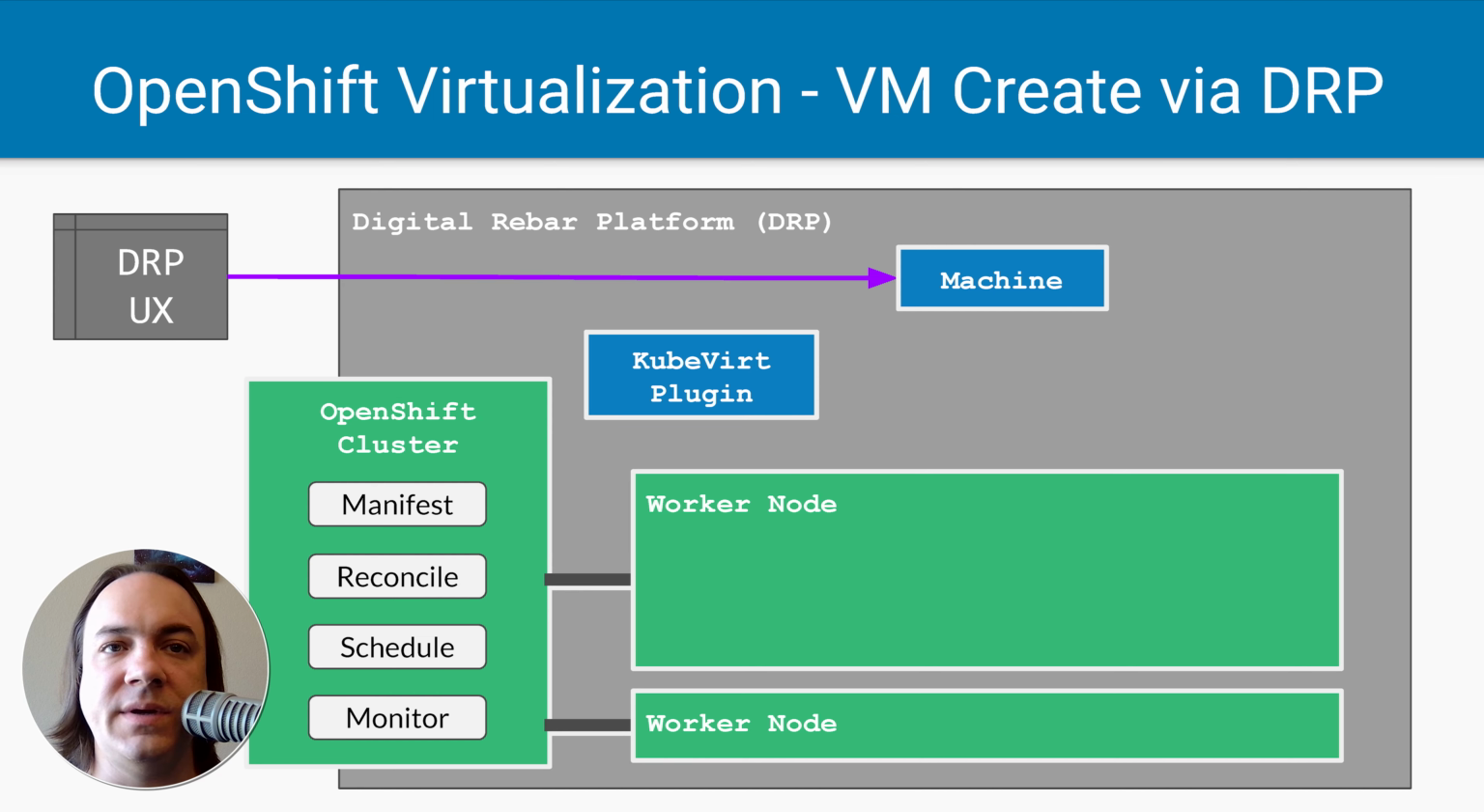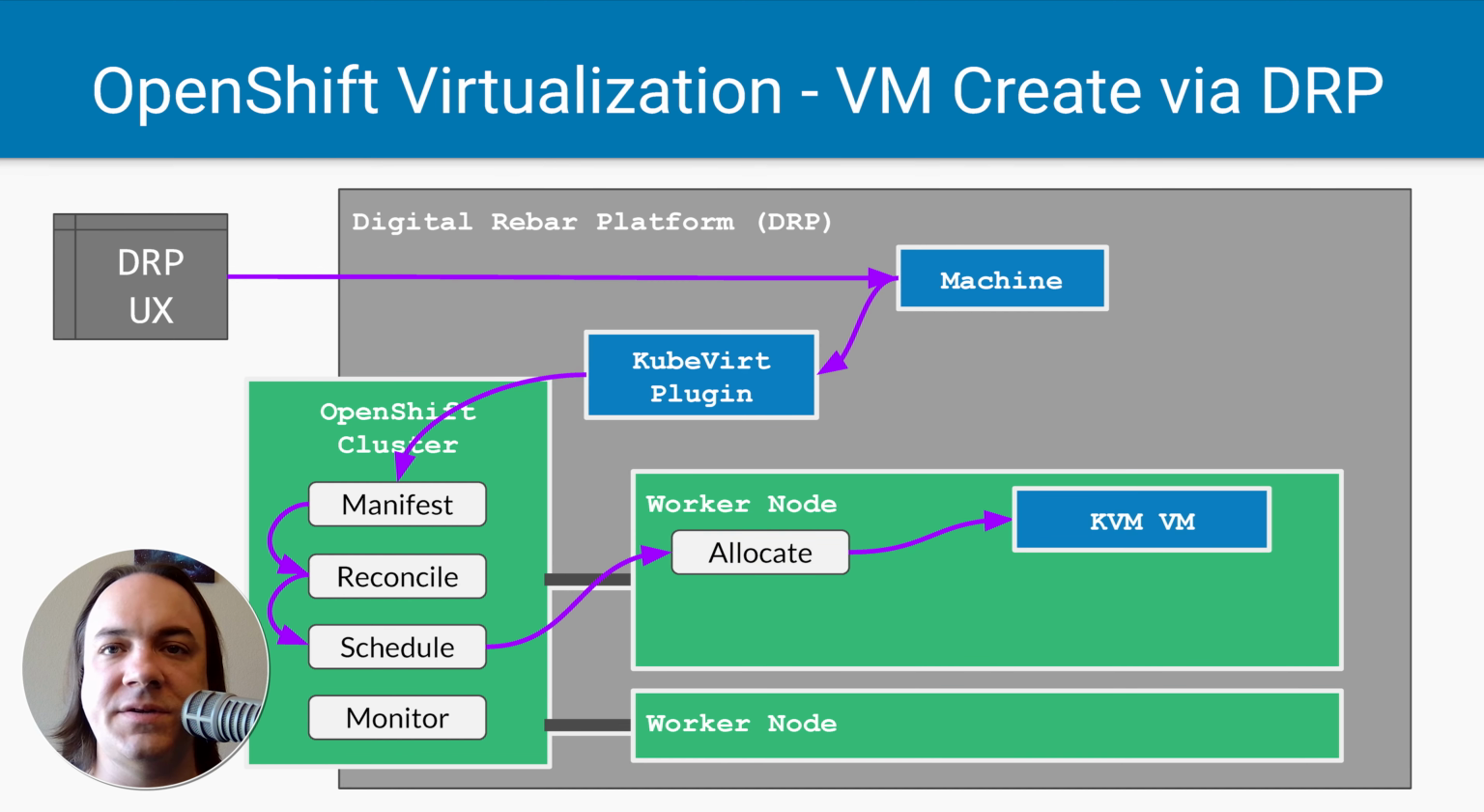In this approach, we create a machine object in the DRP interface, which triggers the KubeVirt plugin. The plugin then generates and applies the appropriate manifest to OpenShift, which triggers the same reconciliation and scheduling process we saw in the CLI demo. Finally, the OpenShift virtualization operator allocates our VM on an appropriate node.